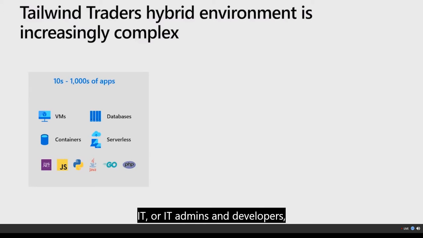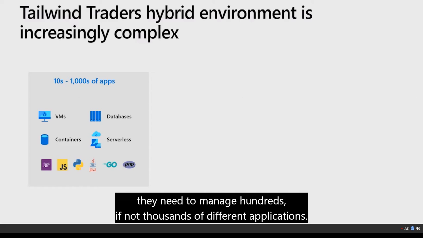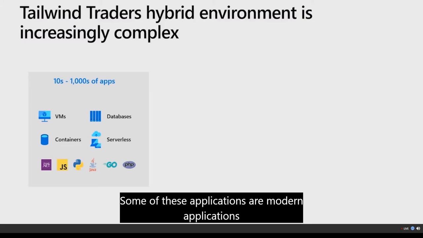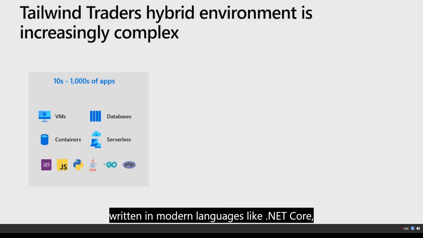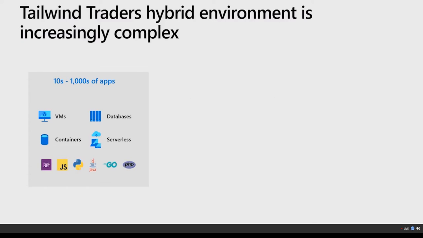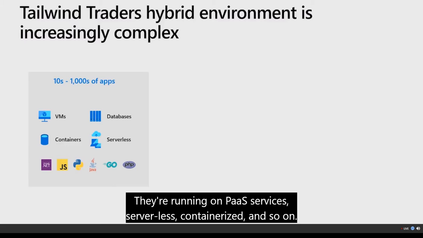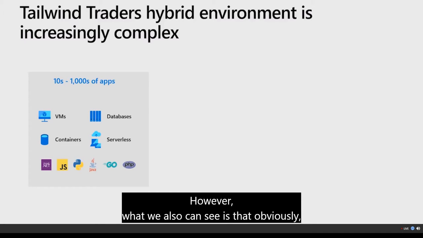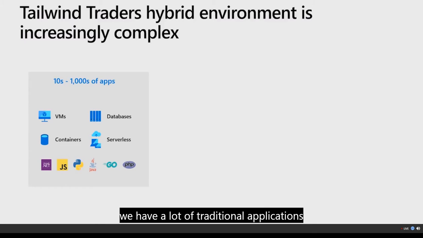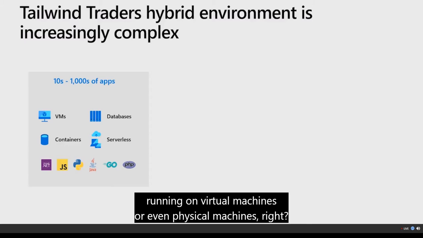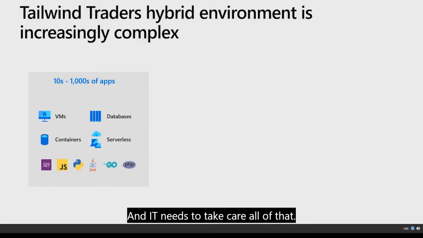IT admins and developers need to manage hundreds, if not thousands, of different applications. Some of these applications are modern applications written in modern languages like .NET Core and many others. They're running on PaaS services, serverless, containerized, and so on. However, what we also can see is that obviously we have a lot of traditional applications running on virtual machines or even physical machines, right? And IT needs to take care of all of that.